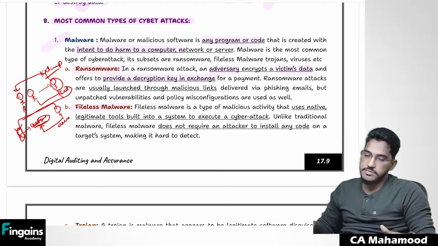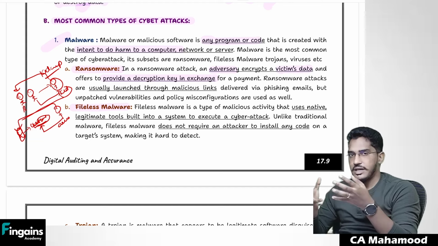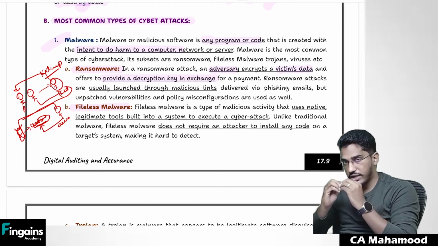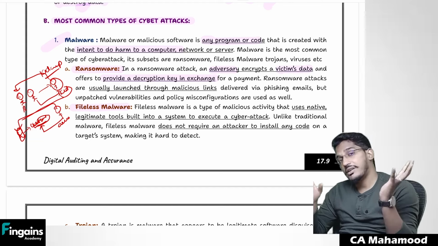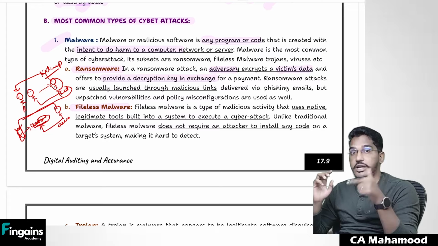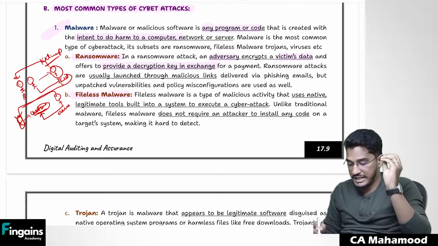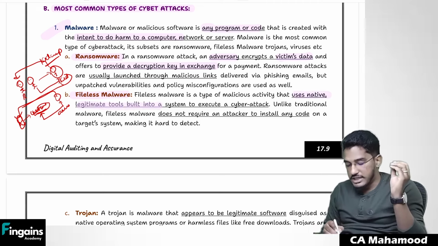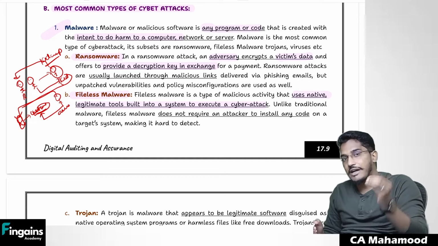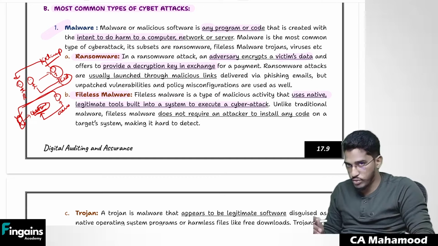Then we have something called fileless malware. See, fileless malware is something which does not require you to install anything. The attacker will not send any code, any program, any software to install. You need not install any software. Whatever things are already installed in your system, through those installed systems only, they will try to steal your data. They will try to cause damage. So that we call fileless malware. The name itself says it is a type of malicious activity that uses native legitimate tools built into the system. Whatever tools are already built into the system, they will use those tools only to create damage. They will not ask you to install any new software or any new program.